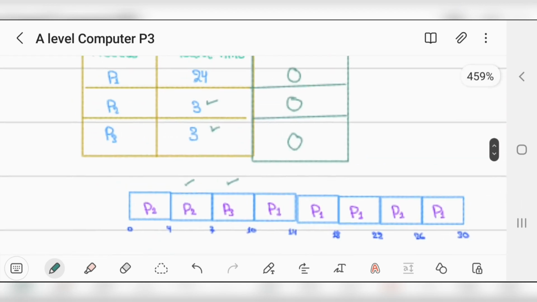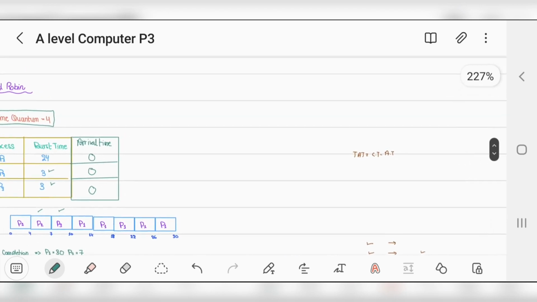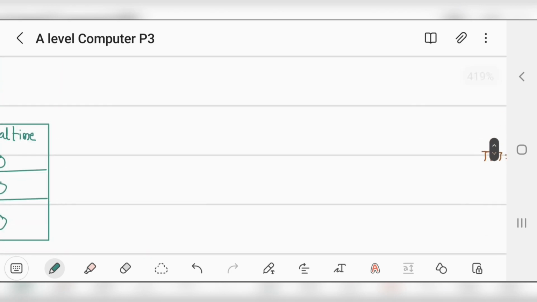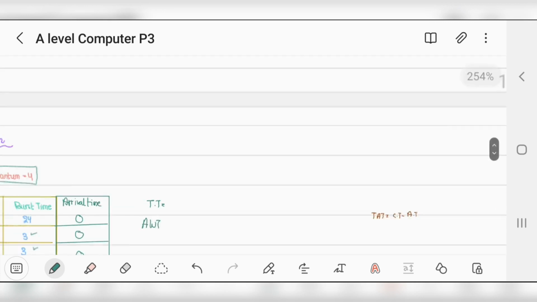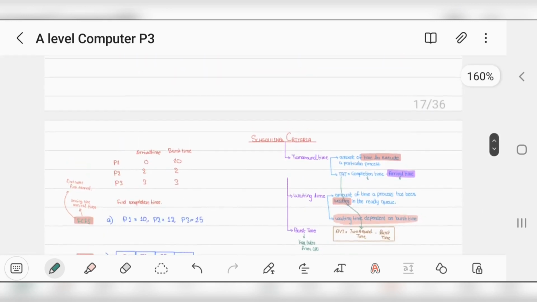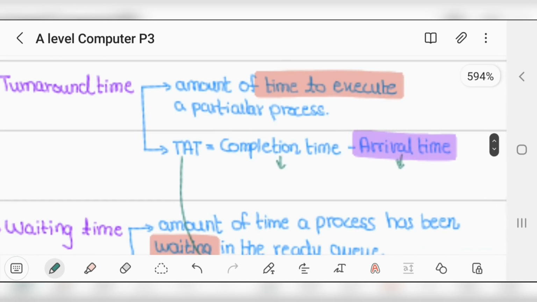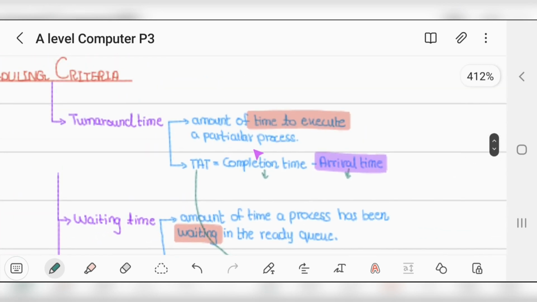Whenever you deal with scheduling algorithms, you will be asked two things: turnaround time and average waiting time. Turnaround time is the time to execute a particular process. Turnaround time is equal to completion time minus arrival time. Completion time is the time at which the process completes its execution. Arrival time is when the process came into the running state.